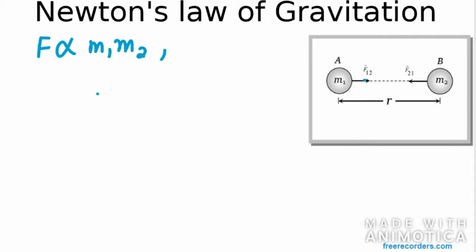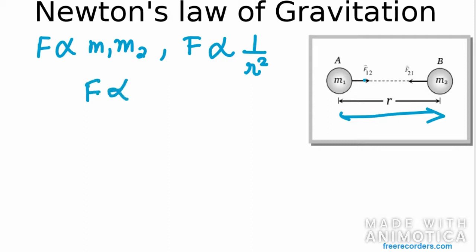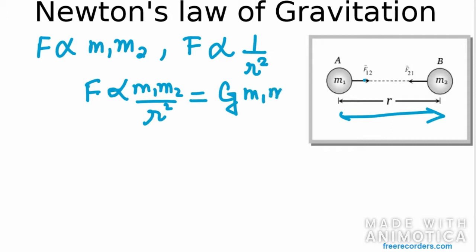Now the second thing: it states that force is inversely proportional to the square of the distance. So F is directly proportional to 1 over r square, where the distance is r. Now I can write F as directly proportional to m1 m2 over r square. When we remove the proportionality sign, we get a constant, G, the universal gravitational constant. So F = G m1 m2 over r square.